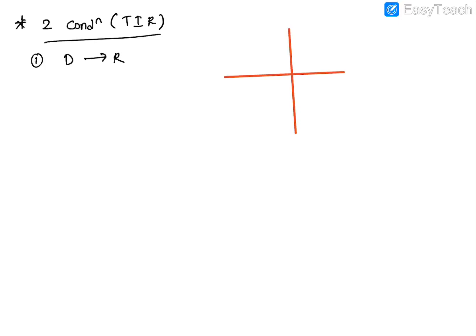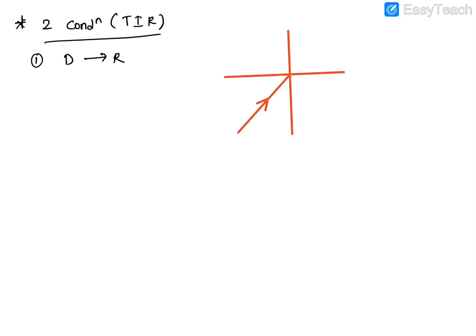So there are two conditions for TIR. The first condition is that the light ray must always go from a denser medium to a rarer medium. The reason is this: let's say this is your incident ray, this is your surface, and that's your normal. Now how will your refracted ray go? Let's say it's going from water to air. How will your refracted ray go?